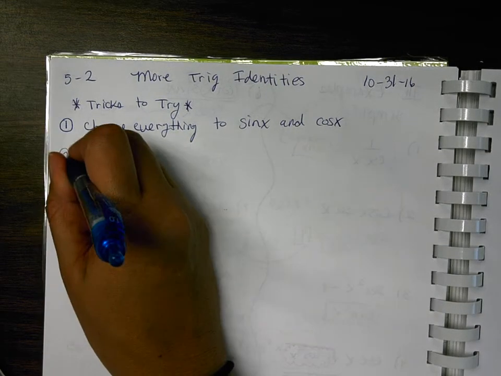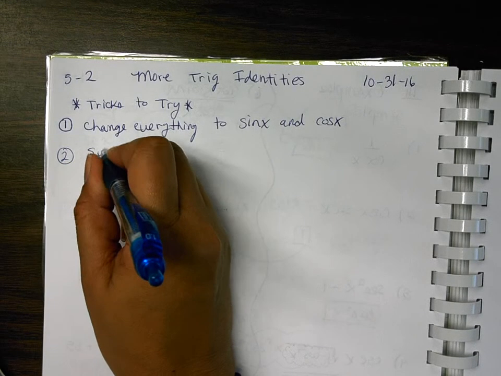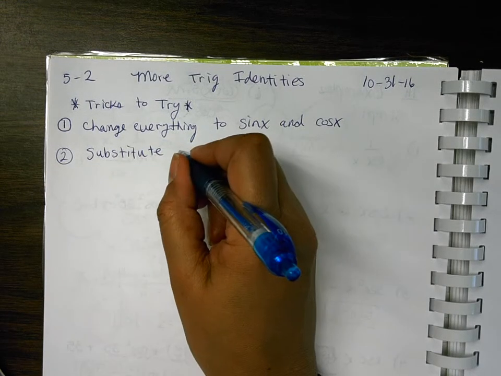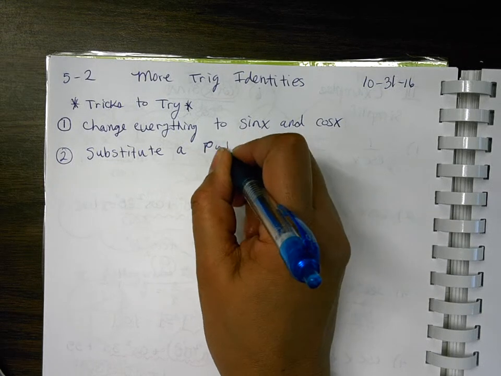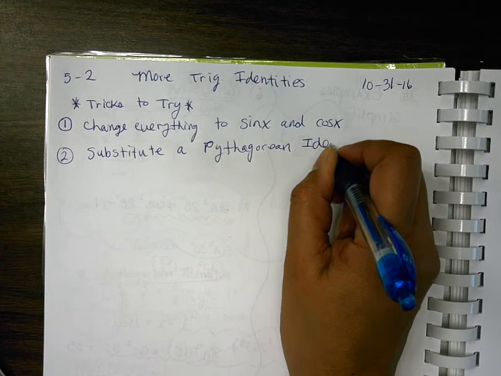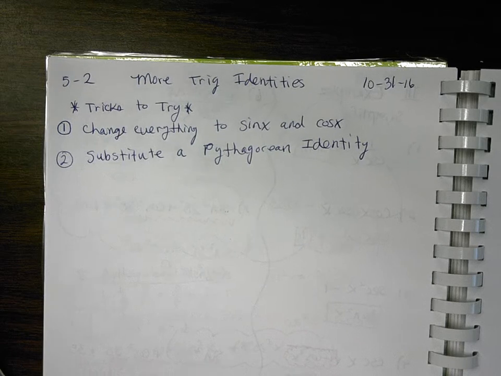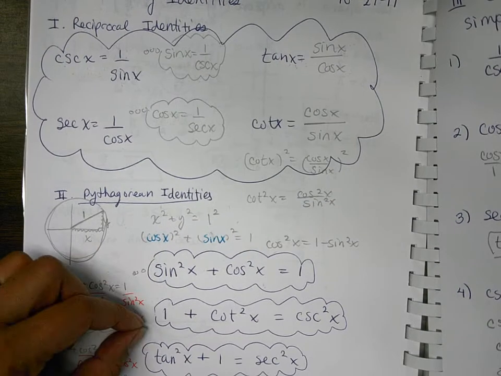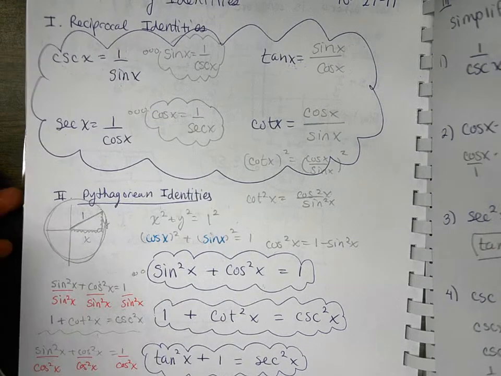All right, trick 2: substitute a Pythagorean identity. Those are the ones that we learned. I'm going to flip it really quick. These 3 here, or the rearranged. These up here are the rewrite as sine and cosine, the reciprocal identities.